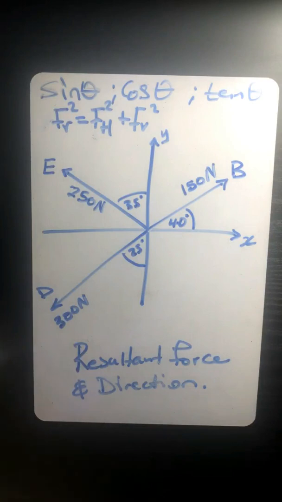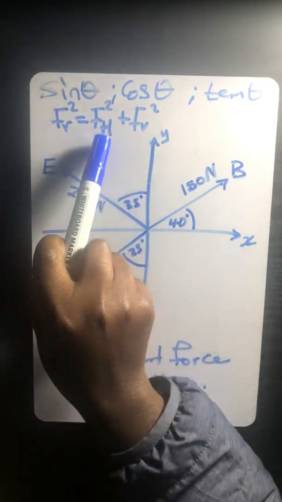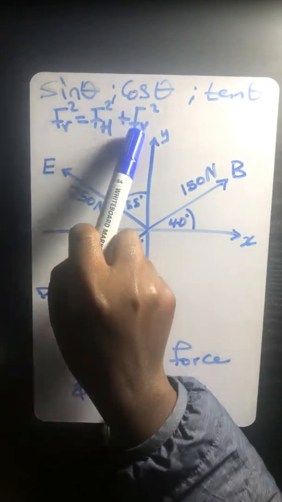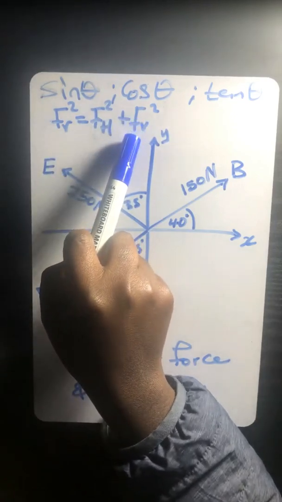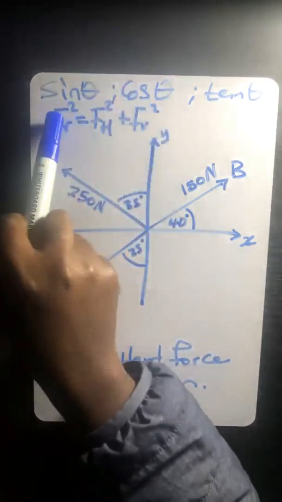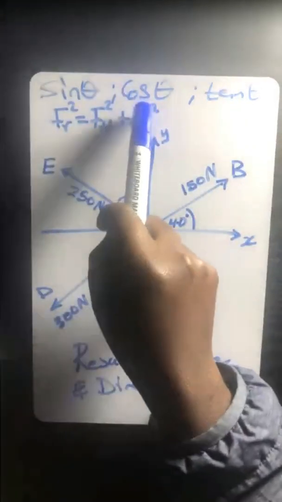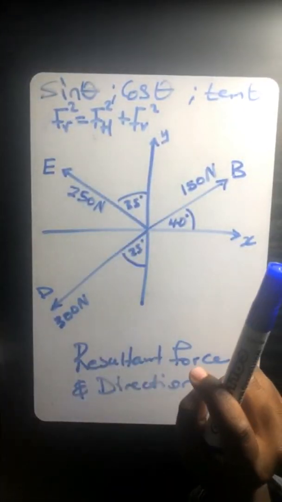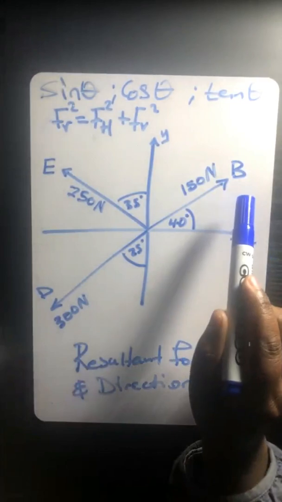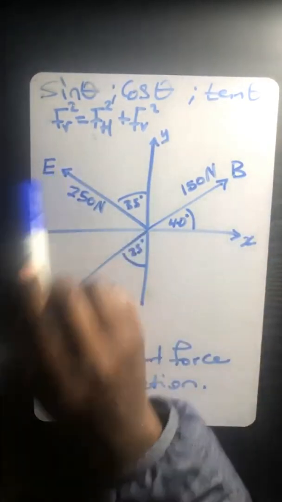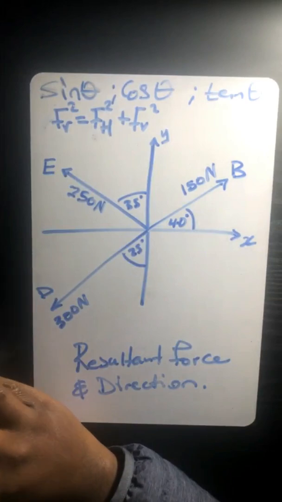So remember, you firstly need to calculate the forces horizontal, and then secondly calculate the forces vertical. From there, once you've calculated those, you use this formula to calculate the resultant force, and then you use tan or sine or cos, depending on whatever information you have, in order to calculate the angle. So for A, B, C, D, E, start with B, then A, B, C, then come to D. Just follow alphabetical order.